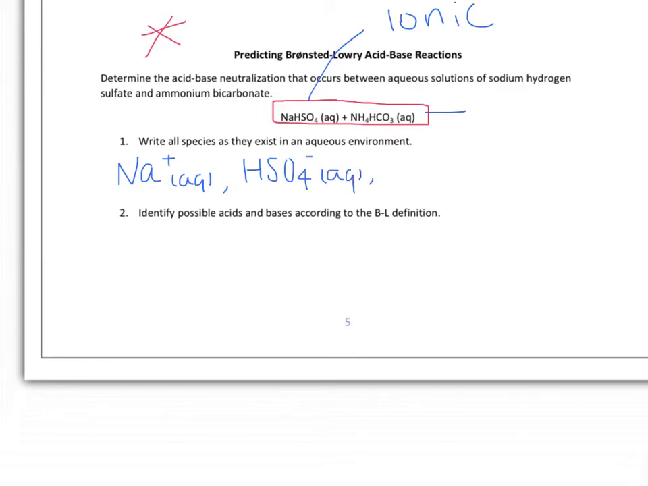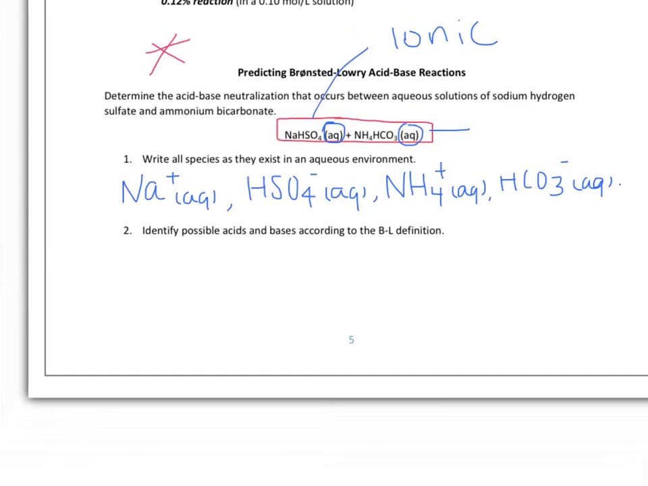Likewise, ammonium bicarbonate also dissociates in aqueous environment, so we have NH4 positive and HCO3 negative. And lastly, even though it's not explicitly stated in this question, notice that both of them are in fact in aqueous environments. An aqueous environment simply means that the compound has dissolved in water. Therefore, we also need to include water in our list of compounds or species that are present.